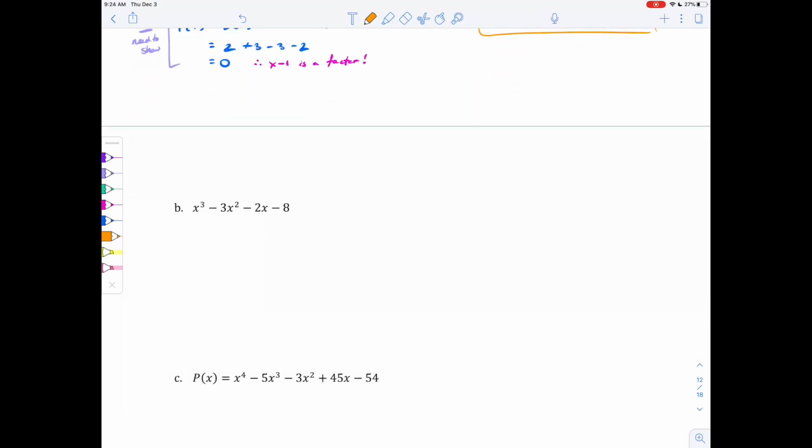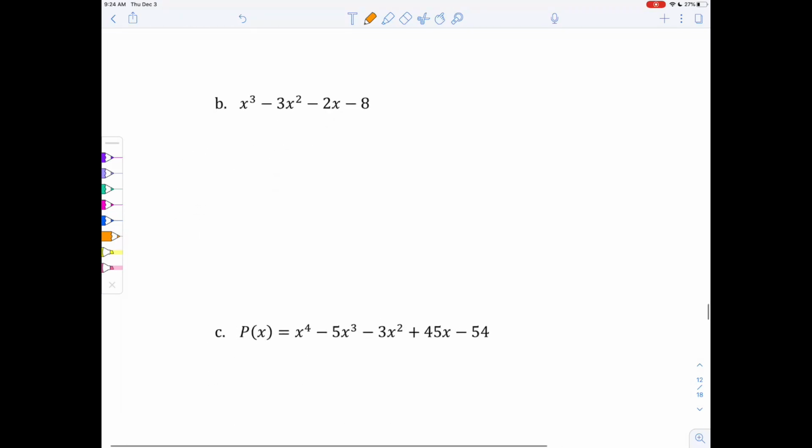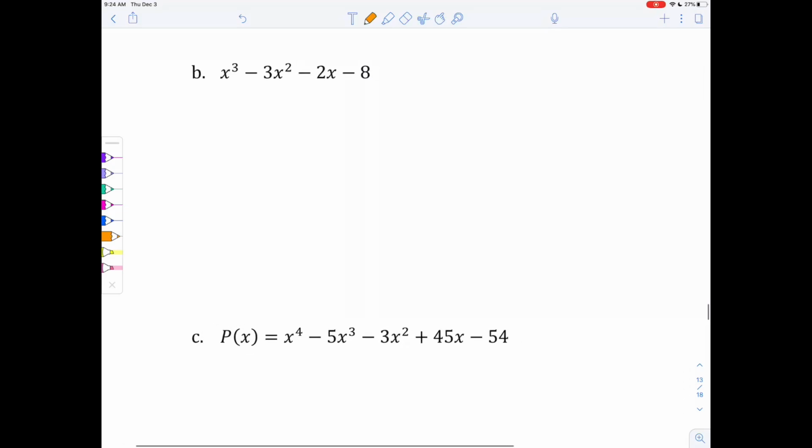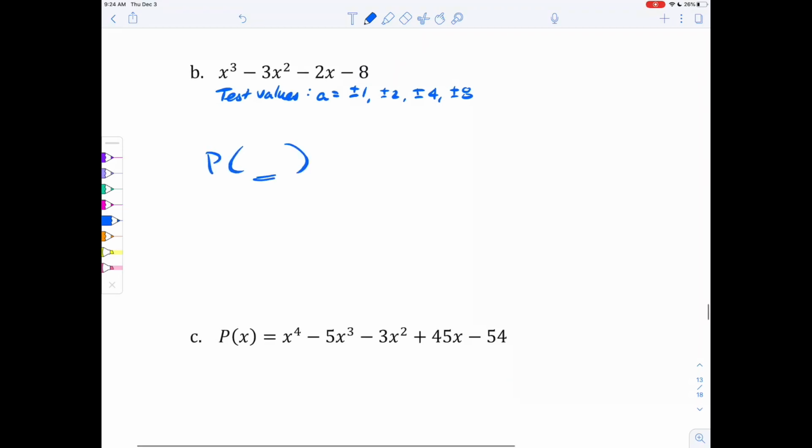So looking at this, again, I encourage you to try it. See what test values work. I'll note that the test values you can try would be positive negative 1, positive negative 2, positive negative 4, and positive negative 8, because those are all the integer factors of 8. Now we're going to want to be able to plug in like p of something whenever we test those values, but p of x isn't defined. So in this case, just make sure we have that let statement.